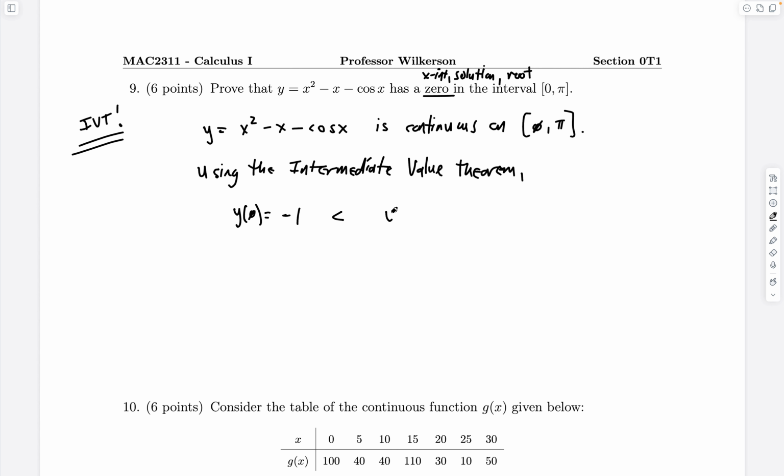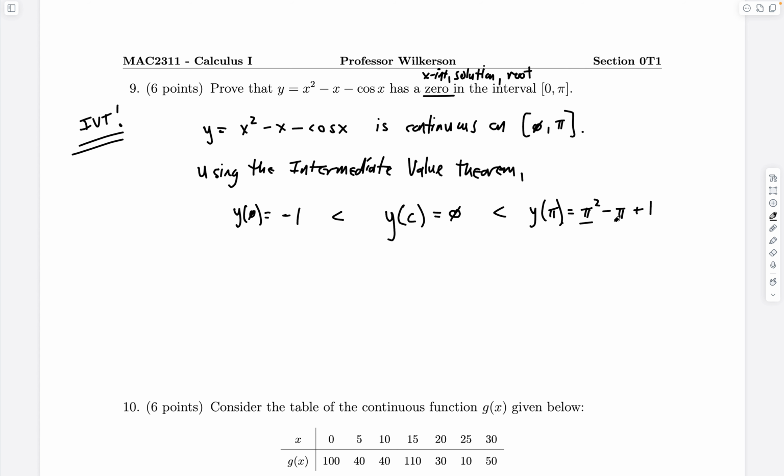This needs to bound my value at some point. I'm looking for some value c, some x value c in between 0 and pi that gives me an output that's hopefully 0. And that's going to be bounded by the other height at pi. So we get y at pi. What happens when you plug in pi? You get pi squared minus pi, and then minus cosine pi. Cosine pi is negative 1, so you're getting minus negative 1, which is just plus 1. Two negatives turn to a positive.